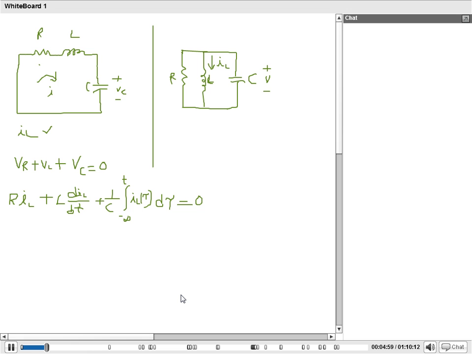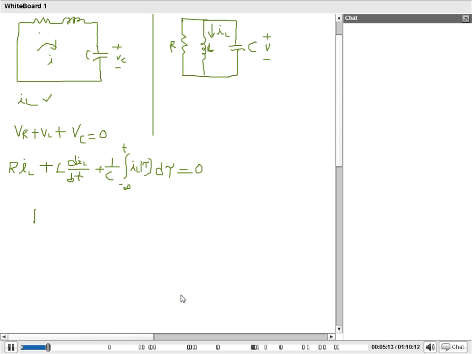So now I am differentiating this equation and dividing the whole equation, right side and left side, by L, and differentiating with respect to t. If you differentiate dIL by dt one more time, you will get the second order term, d square IL by dt square. I divided the whole terms by L. So next, the first term R into IL: if you differentiate one more time, it becomes R by L, since I am dividing by L, dIL by dt.